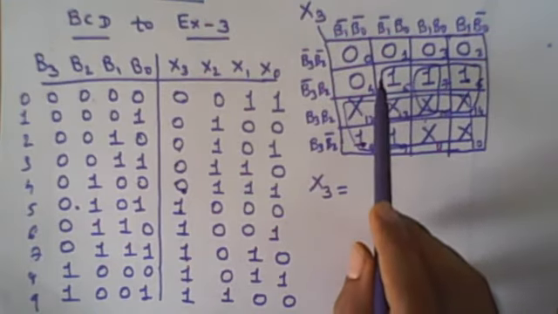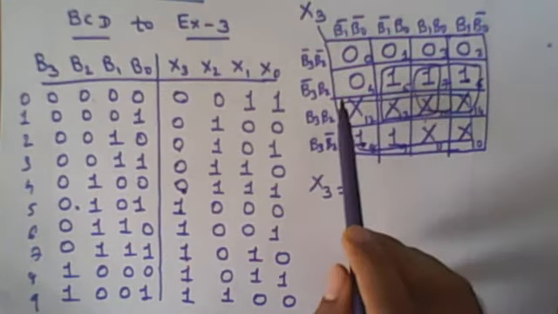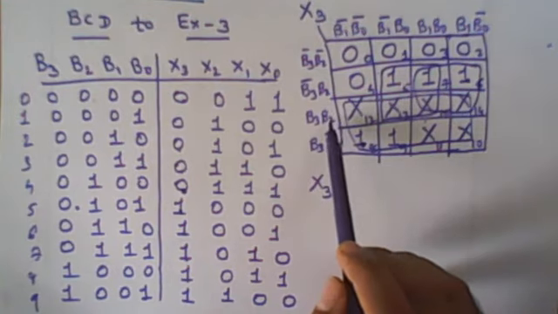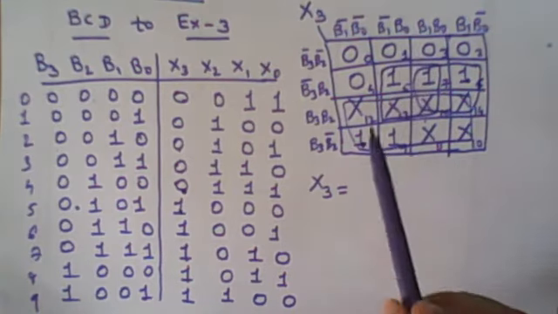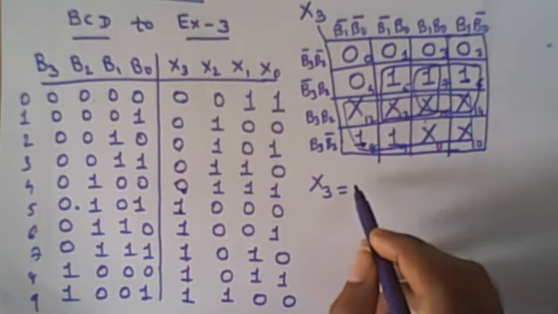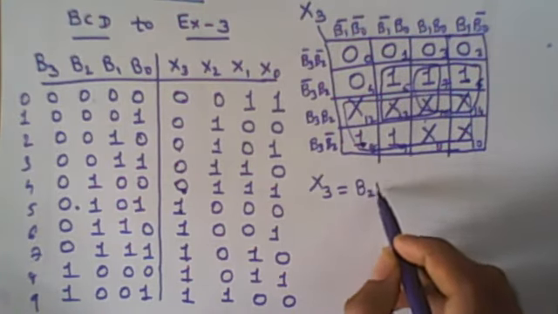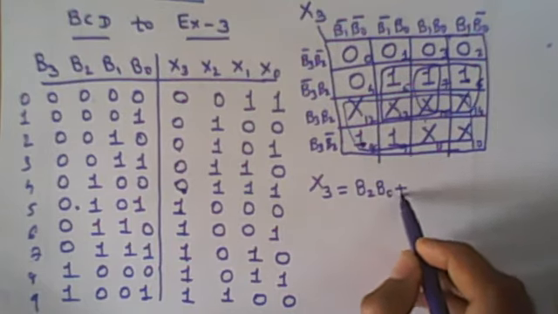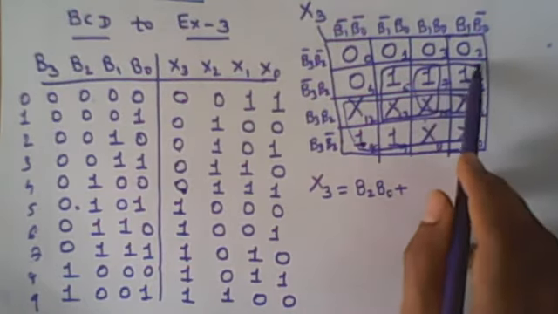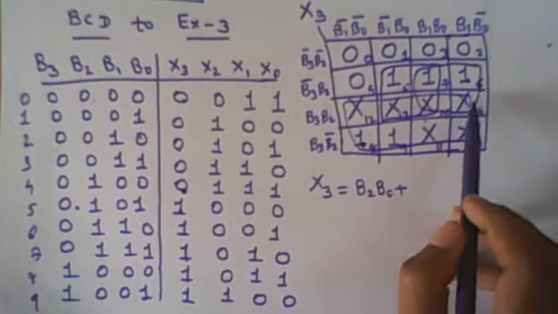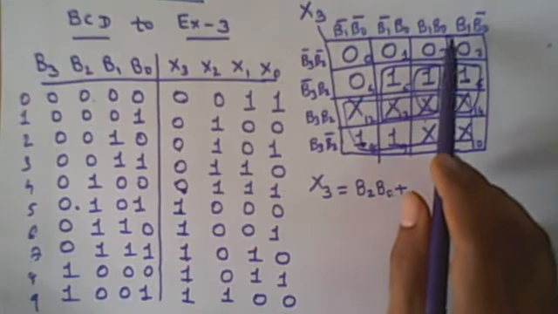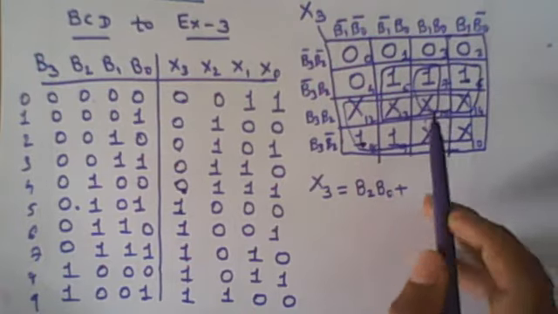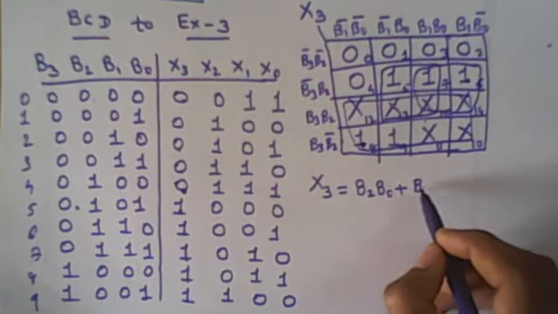What are the common variables in this group of 4? The common variable is B2, and from the different column it is B0. So B2 and B0. What are the common variables in this other group of 4? Again B2, and from the different column it is B1. So B2 and B1.